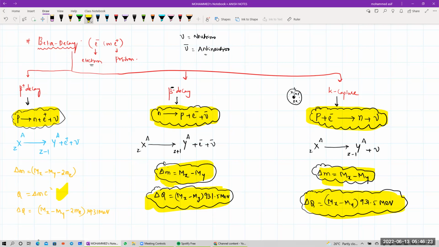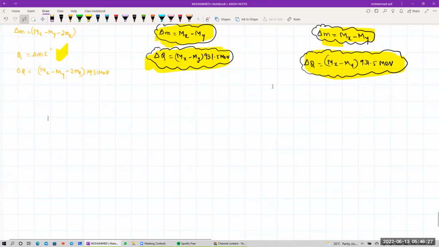The next one: we have done alpha decay and beta decay. The next one is gamma decay. In gamma decay, there is no change in mass number and atomic number. It will be the same. It is just the liberation of energy in the form of electromagnetic radiation. The energy is coming out.